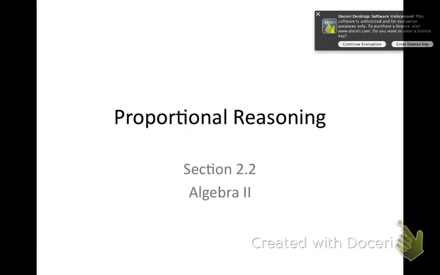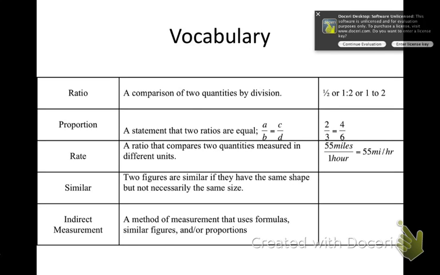So moving along, chapter 2 here, proportional reasoning, section 2.2. Ratio here. A ratio is a comparison of two quantities by division. There are three different ways to write a ratio. One is to write it as a fraction, for example, 1/2. You could put 1:2, or you could also do it using words, 1 to 2. Okay, so there are three different ways to write ratios.